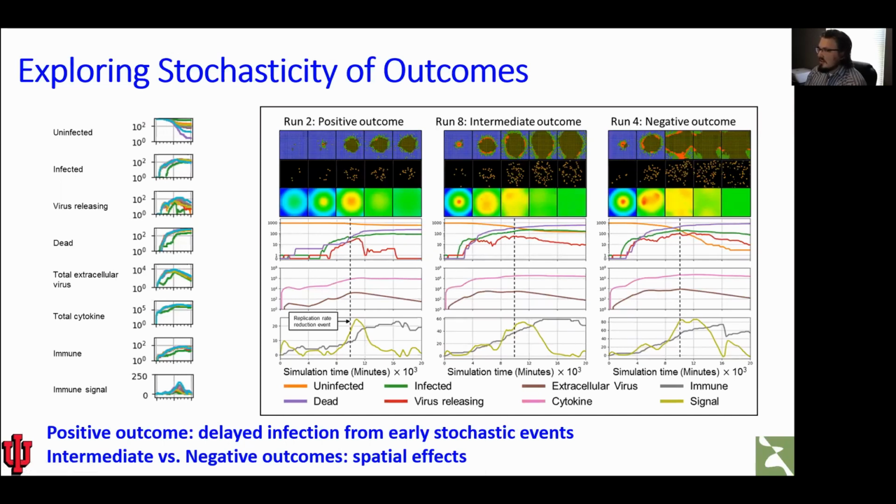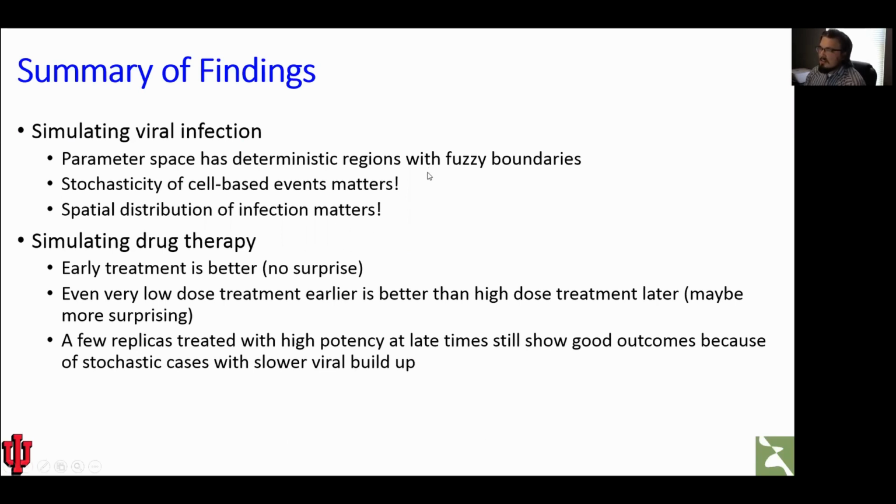Now, the only explanation that we can come up with for that is spatial effects. The difference between these two is the spatial effects of the nature of diffusion in the extracellular space of virus that's been released by virus-releasing cells, and where newly infected cells are positioned with respect to that initial site of infection. And so we conclude from that that stochasticity of cell-based events matter, as do the distributions of infection when considering the progression of an infection in local tissue. And this explains these fuzzy boundaries between the deterministic regions that we observed in our parameter sweeps, where we got practically the same outcome over all simulation replicas.